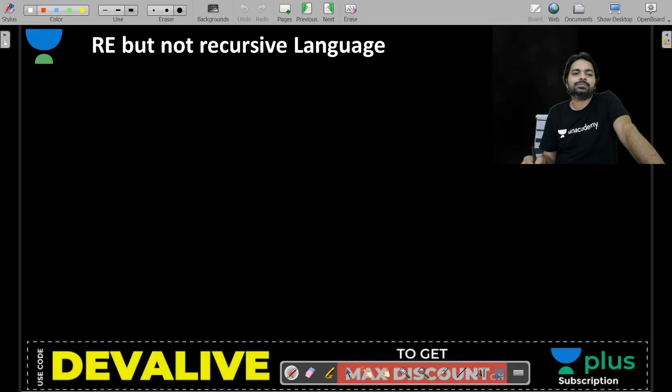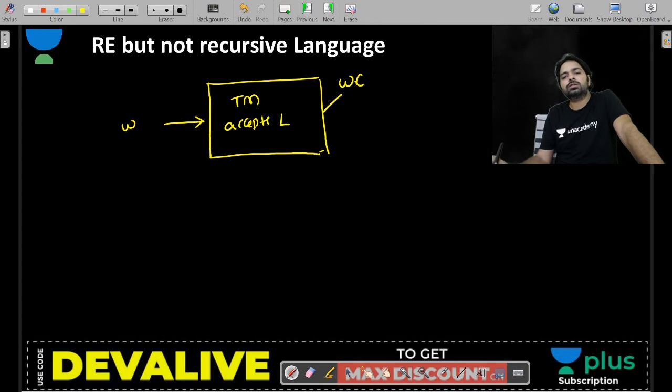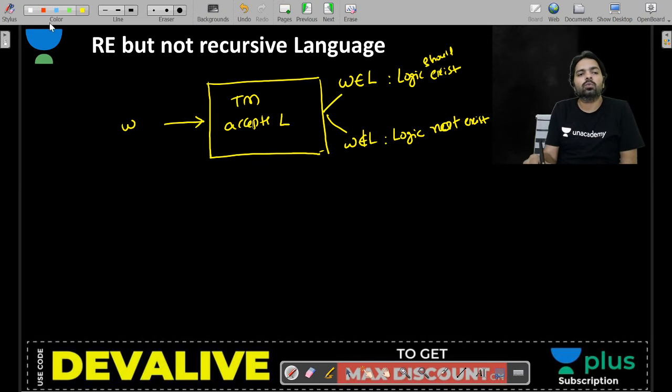Now, what is the language? This is about the language. Now, I am just taking the same example, but before that, let me design a language. This time, you give W, and this TM accepts L. And if W belongs to L, then logic should exist. Then only we can say RE, but if W is not in L, logic never exists, because we can't form a logic in general. In general, you can't. What example can prove this?